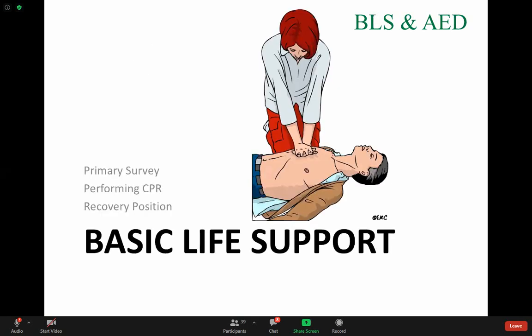So to start the primary survey, perform CPR and do the recovery position, you're going to go through basic life support. These things should be done as part of the basic life support courses, but I'm going to talk about them online because unfortunately it's not going to be easy to do it without practicing it on a mannequin or a patient. But hopefully with the skill lab, we can practice this on a mannequin.